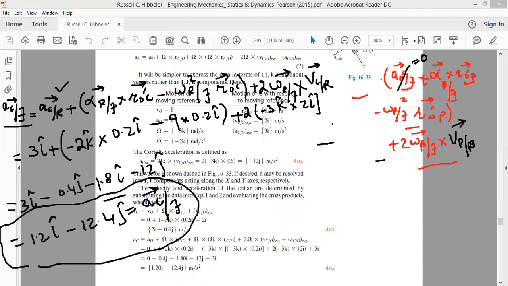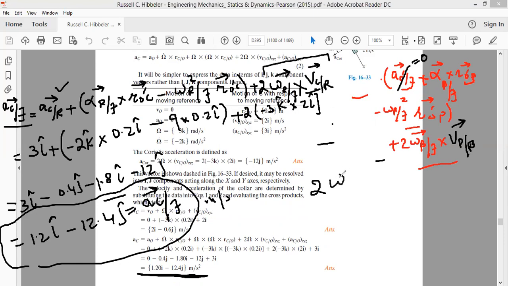And if you look at your answers, that's here. Acceleration of collar with respect to ground is 1.2 i minus 12.4 j cap meter per second square. So this is the second portion. The third portion is we have to find the Coriolis acceleration. I told you yesterday, the expression for Coriolis acceleration is, this term is called Coriolis acceleration.